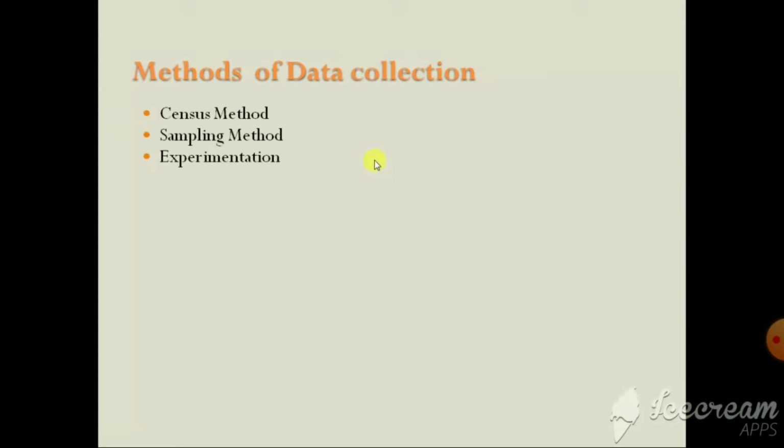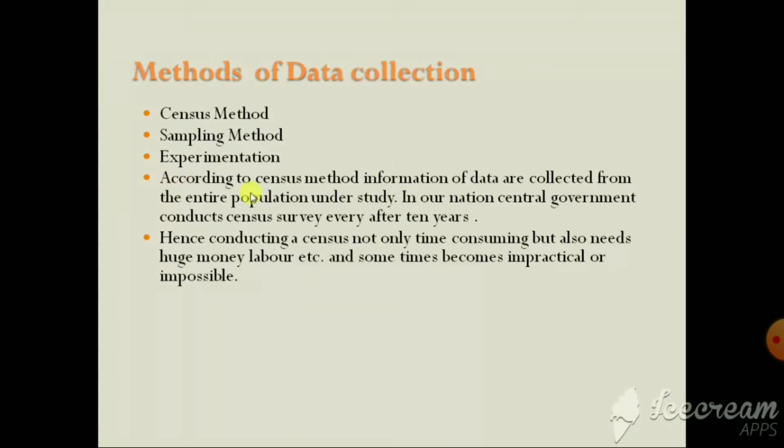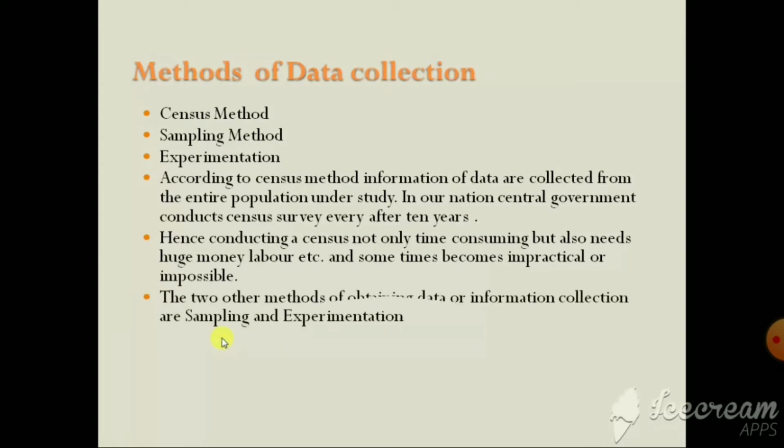Methods of data collection. We can classify the methods of data collection from three angles: census method, sampling method, experimentation. According to the census method, information or data are collected from the entire population under study. In our nation, the central government conducts a census survey every 10 years. Hence, conducting a census is not only time consuming but also needs huge money, labor, etc. And sometimes it becomes impractical or impossible also, especially for the individual researcher.